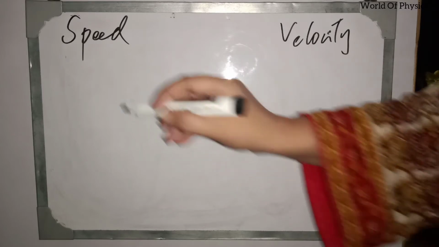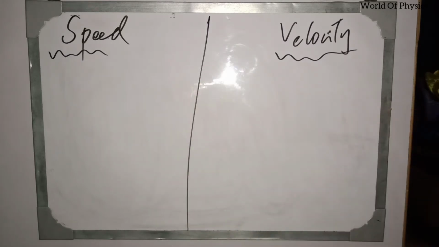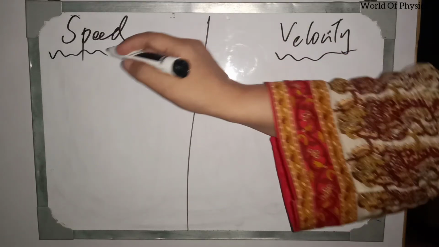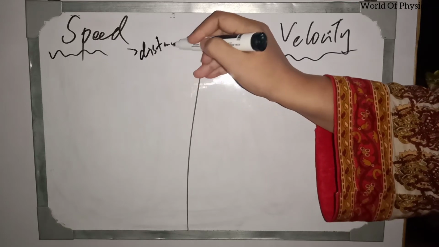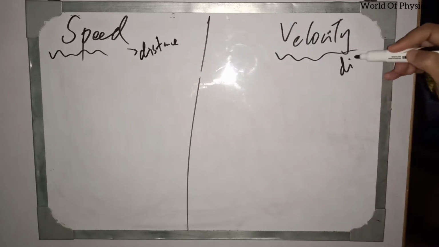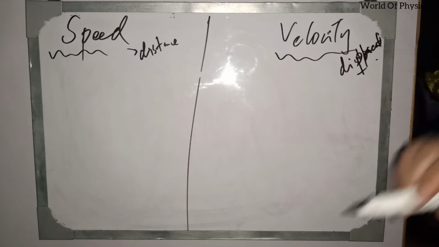Today our topic is speed and velocity. As I have told you in the previous lecture about distance and displacement, just like that, speed and velocity are related terms. Speed is related with distance and velocity is related with displacement. How are they related with distance and displacement?